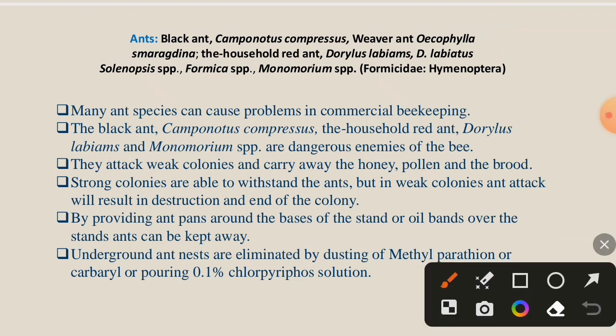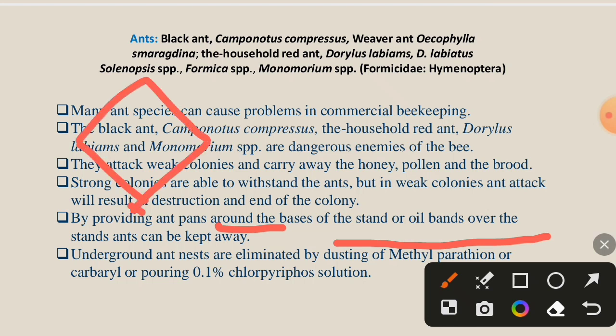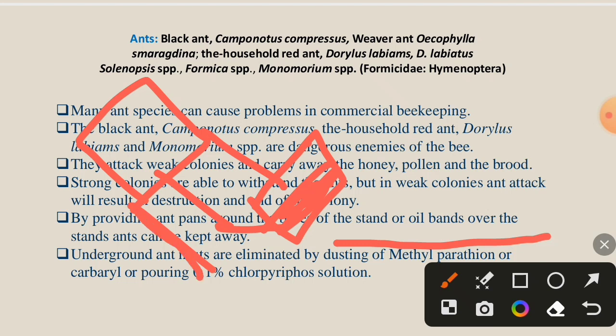By providing ant pans around the bases of the stand or oil bands over the stands, ants can be kept away. Ant pans or ant wells, we can tell. So the hive box has these stands, and these stands should be placed inside the ant well. These ant wells consist of water, and this water can be mixed with any chemical such as chlorpyrifos or carbaryl, so that when these ants try to climb the boxes, then they can die.